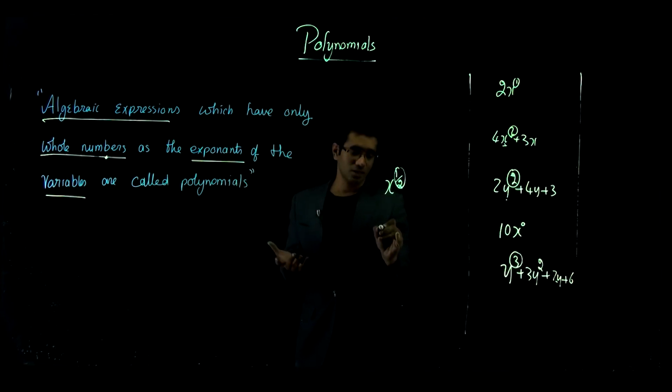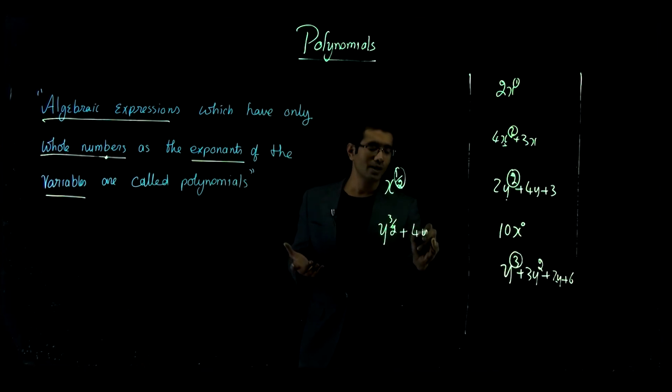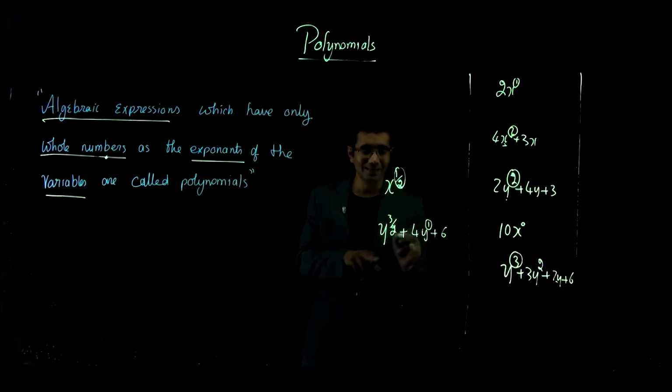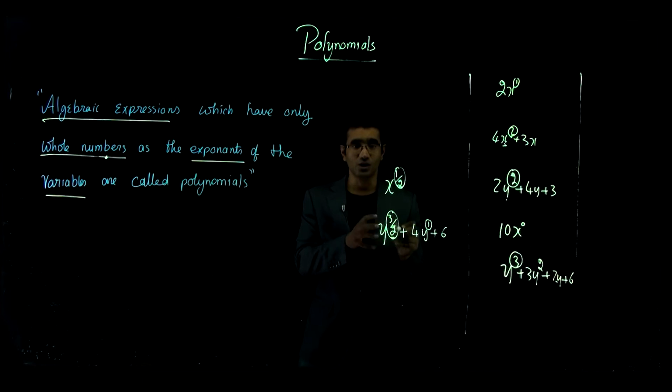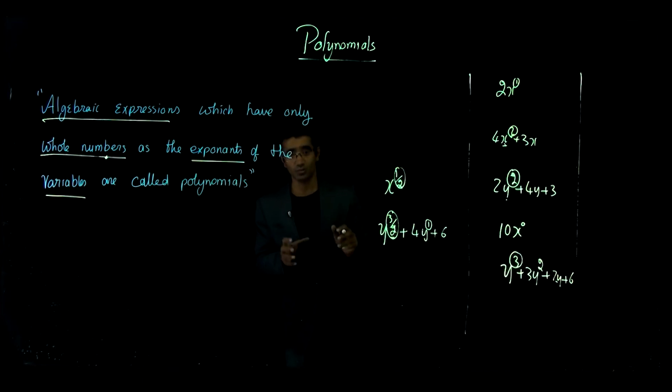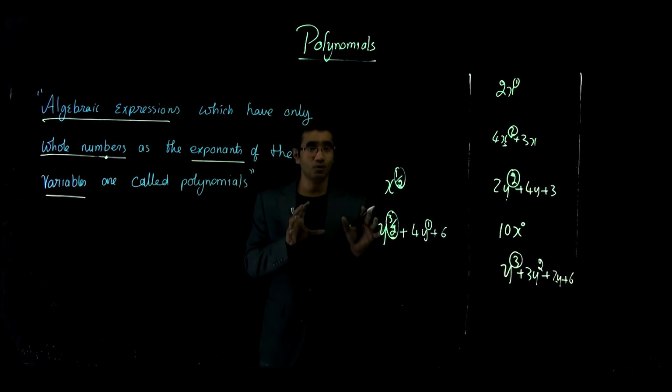So I can take another example. I can write y to the power 3 by 2, plus 4y plus 6. Here the exponent is not a whole number. Here the exponent is a fraction, a rational number basically. It has to be a whole number. It should be a full number. Only then can I say they are called polynomials.